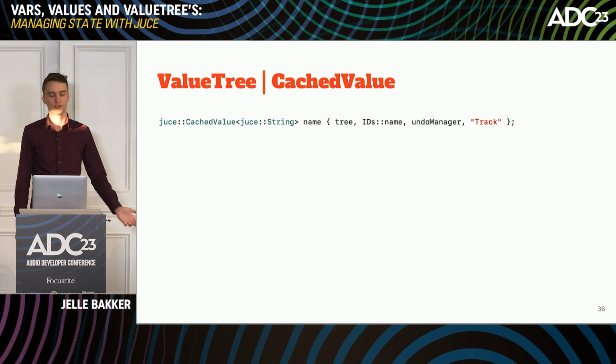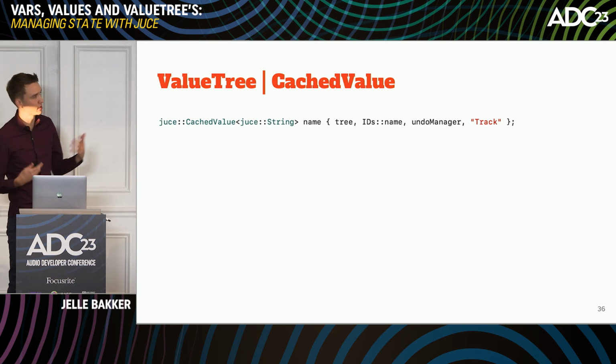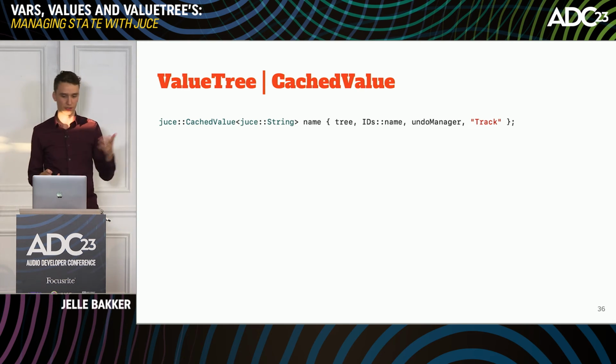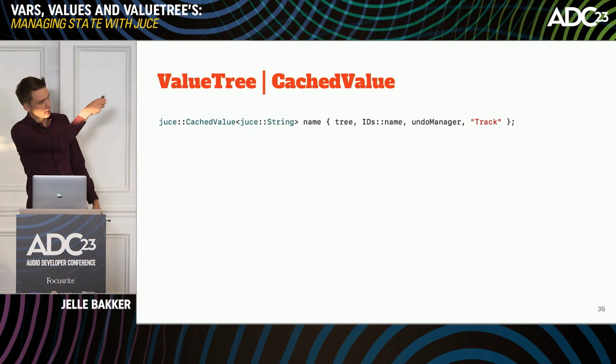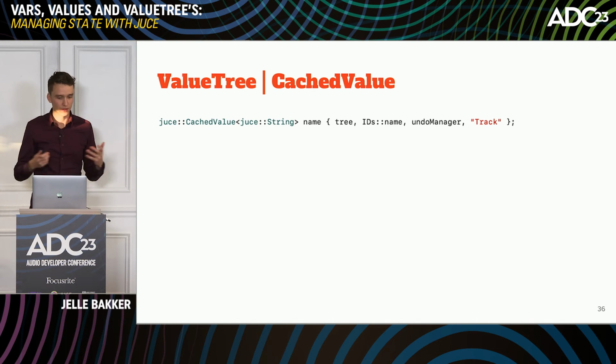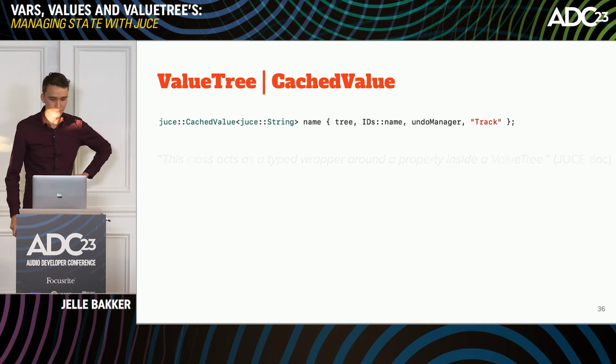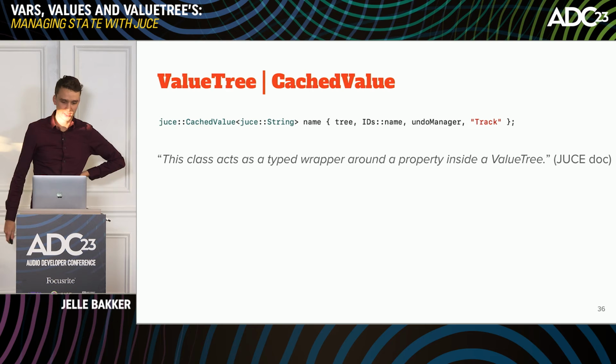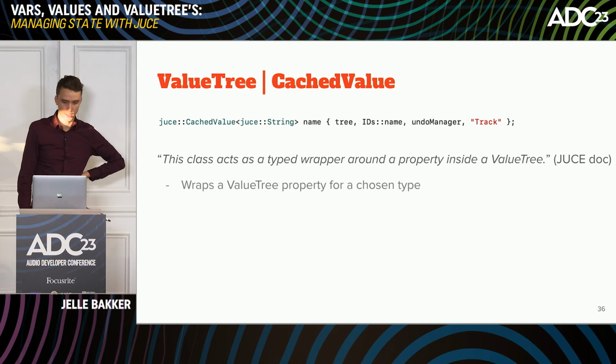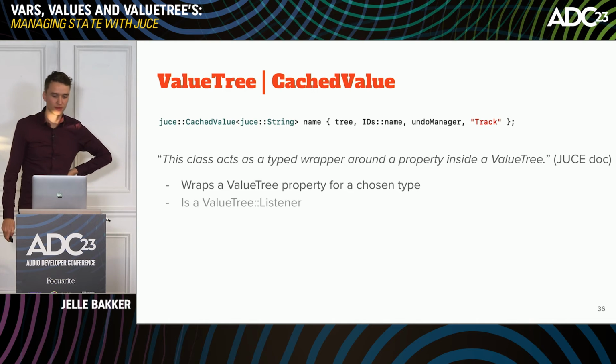So one solution for this is using cached value, because cached value is basically a wrapper class around the property in a value tree, where you get compile time problems if you misuse it. So let's say maybe you have a track value tree somewhere, and there's a name in it. There's a string that you can construct it like this, and it will allow you to access the name without all the dynamic code. The documentation defines it as: this class acts as a typed wrapper around a property inside the value tree.